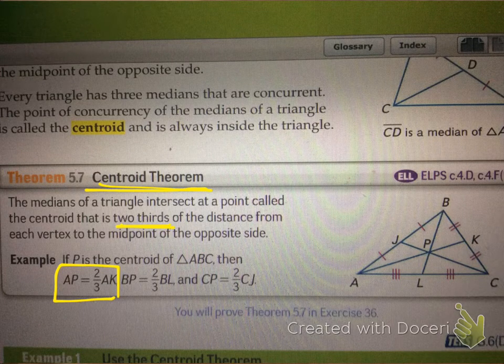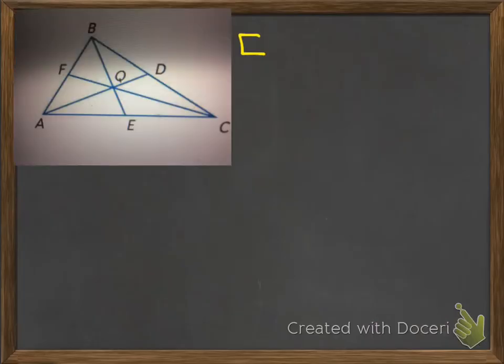Okay, and there is a centroid theorem. The centroid theorem states that the median from the vertex to the centroid point is 2/3 of the total distance of the median segment. So in other words, here, notice that AP is 2/3 of the distance of AK. There's also another part, that PK would be 1/3, but we'll talk about that in a little bit. Anyways, here's an example.